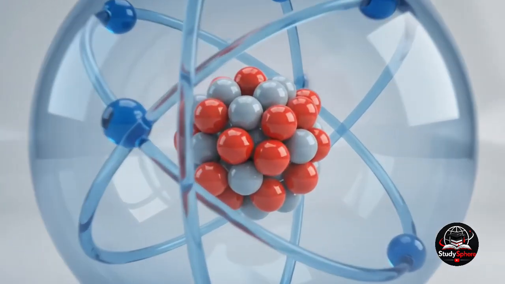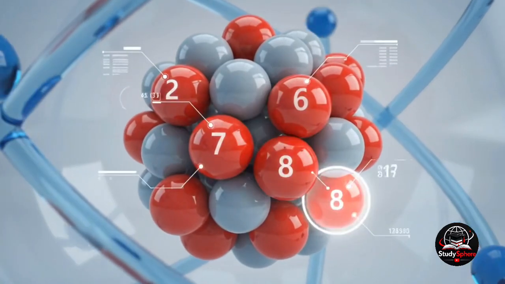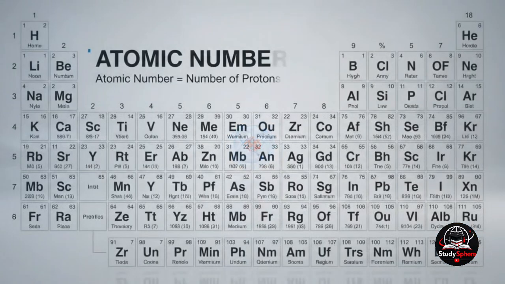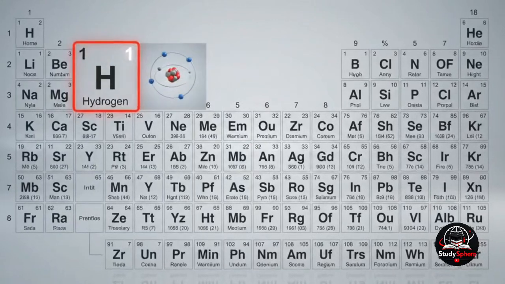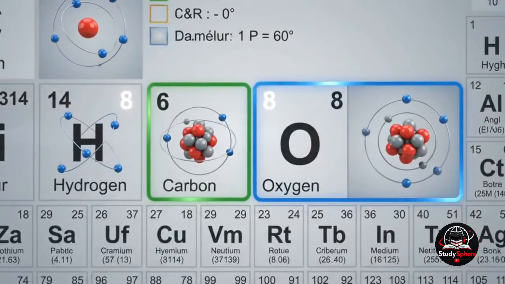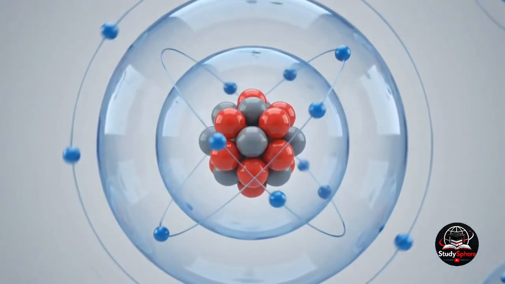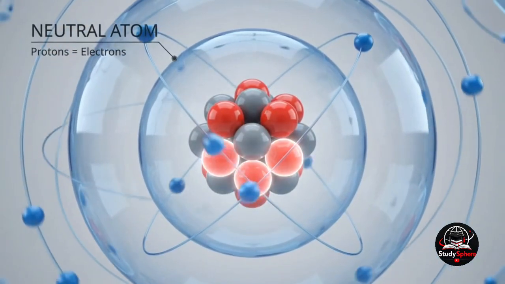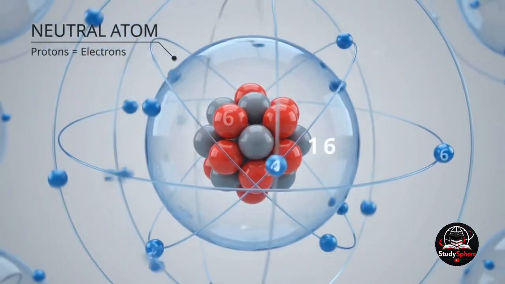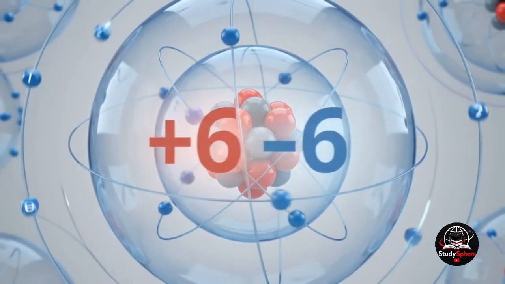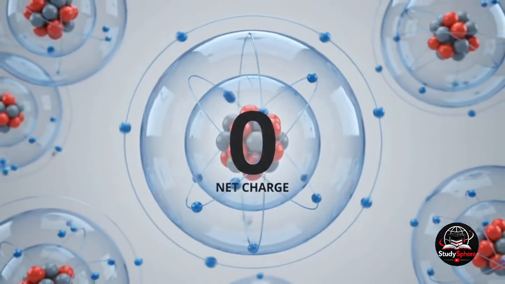The atomic number tells us how many protons an atom has. This number gives every element its unique identity. For example, carbon has 6 and oxygen has 8. In a neutral atom, the number of protons equals the number of electrons. Their positive and negative charges balance each other, giving the atom an overall charge of 0.